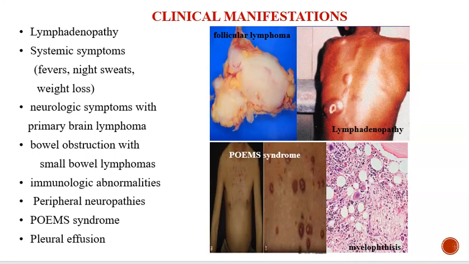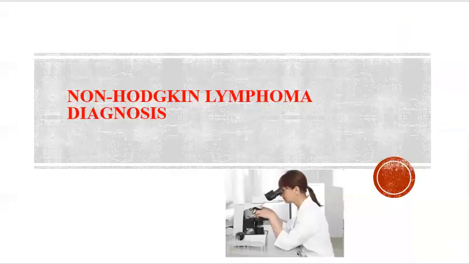Non-Hodgkin lymphoma can also manifest as a variety of immunological abnormalities, for example, autoimmune hemolytic anemia or immune thrombocytopenia. Sometimes they are also seen with POEMS syndrome, which includes polyneuropathy, organomegaly, endocrinopathy, and protein and skin changes. Paraneoplastic neurological complications of non-Hodgkin lymphoma include demyelinating polyneuropathy, Guillain-Barré syndrome, autonomic dysfunction, and peripheral neuropathy.